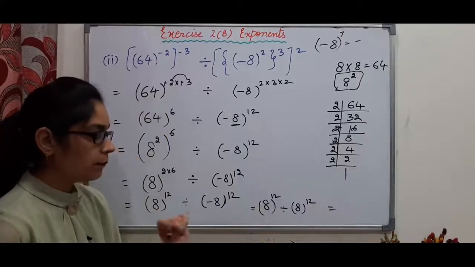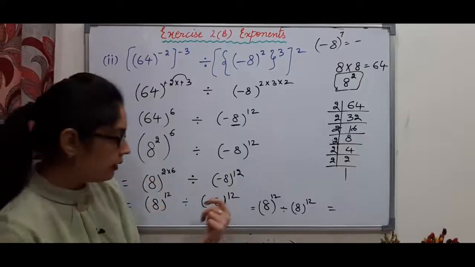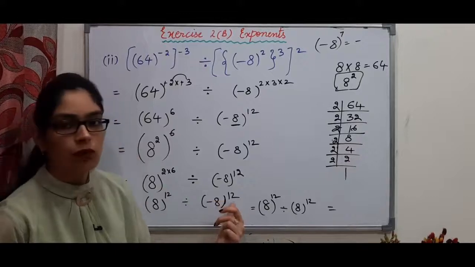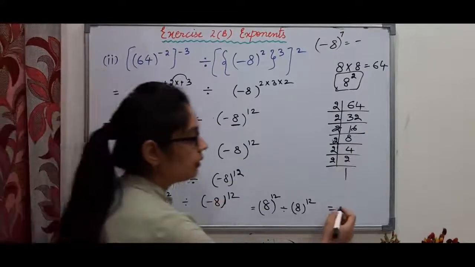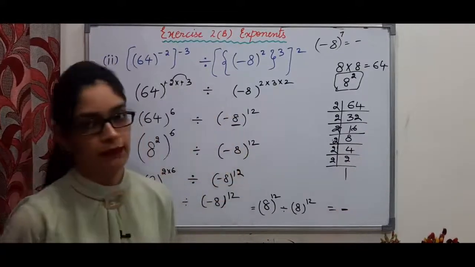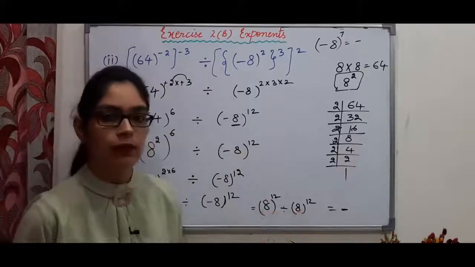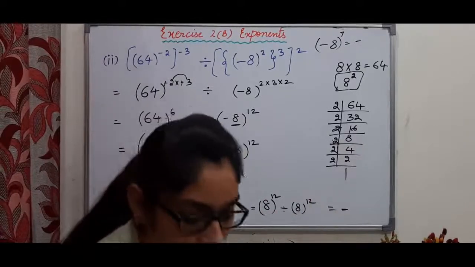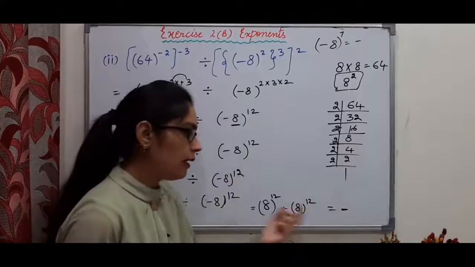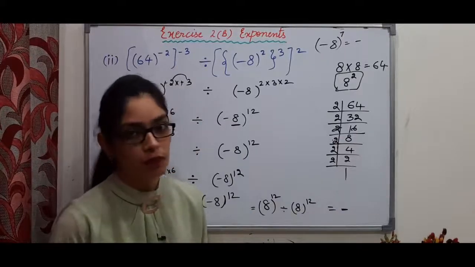Now bases are same, and in case here we have odd power, so what you can do, you can just write minus sign here, that's all, and the remaining steps will remain the same. The only difference is then the answer will become negative. Now my answer will be positive, so I am just removing the minus sign.